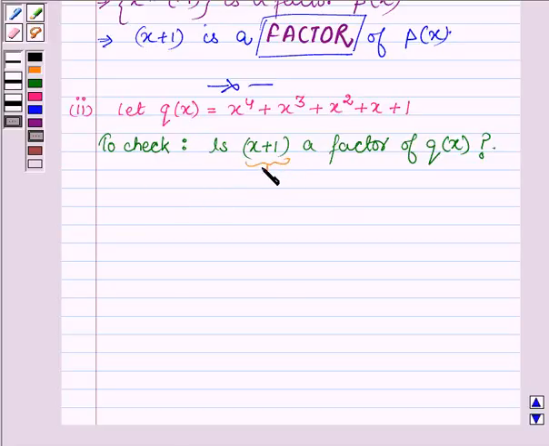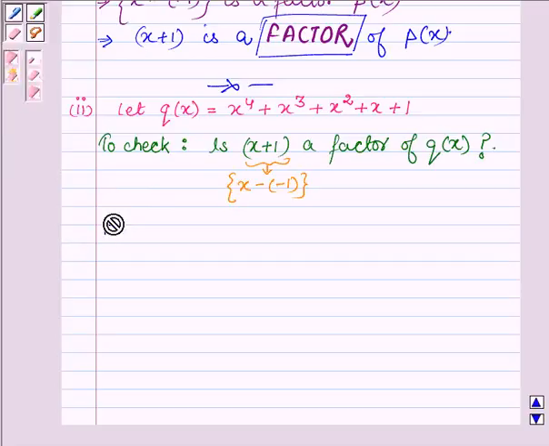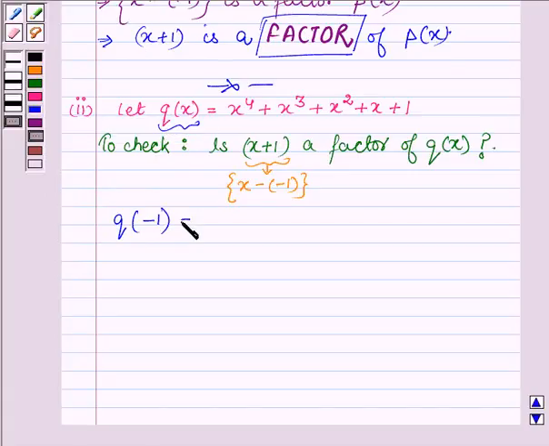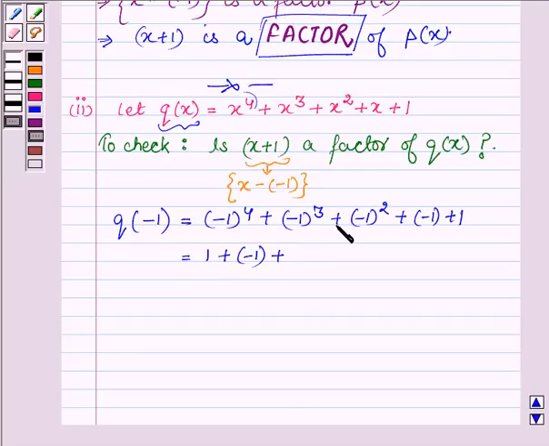So the given linear polynomial is x plus 1, which can be written as x minus of minus 1. So to find the solution, let us find the value of this polynomial when x is replaced by minus 1. So we have (-1) raised to the power 4 plus (-1) raised to the power 3 plus (-1) raised to the power 2 plus (-1) plus 1. Now (-1) raised to the power 4 is 1, plus (-1) raised to the power 3 is minus 1. (-1) raised to the power 2 is again 1. Plus into minus is minus 1, plus 1. So plus 1 cancels out with minus 1, this plus with minus, and we are left with 1.